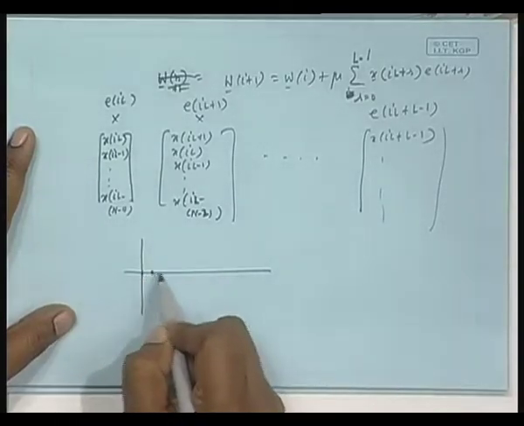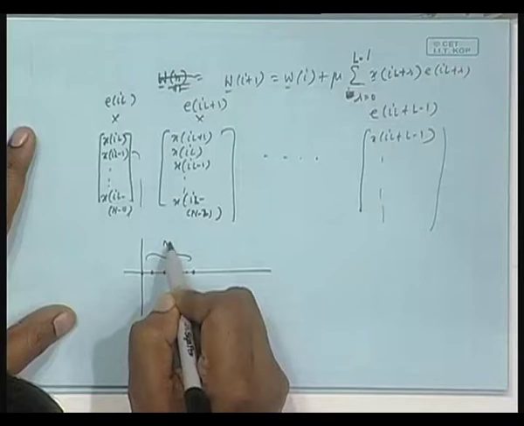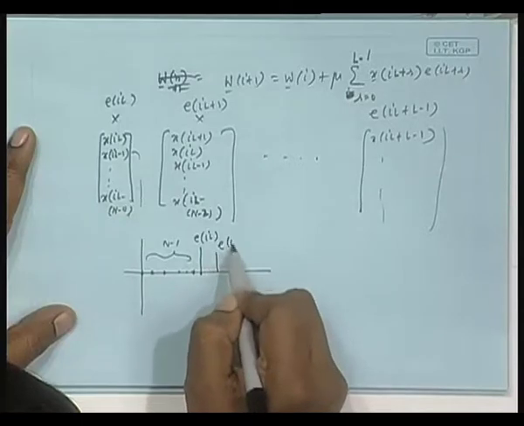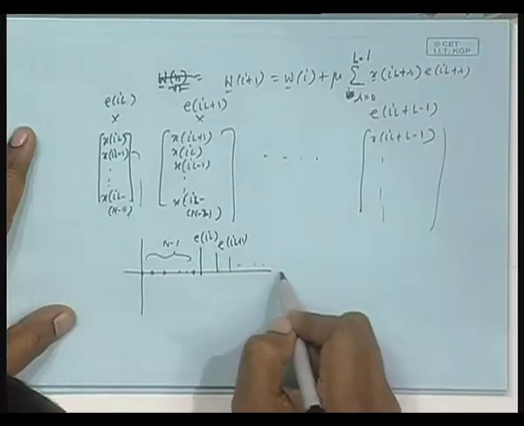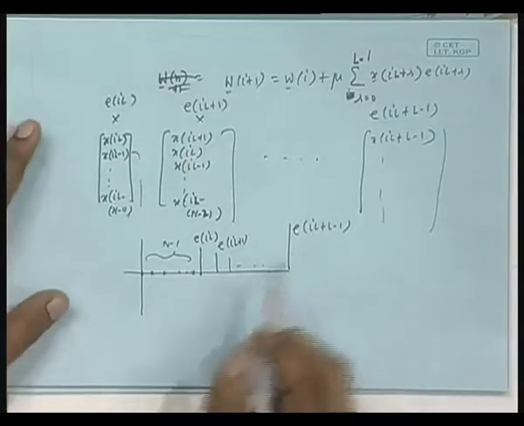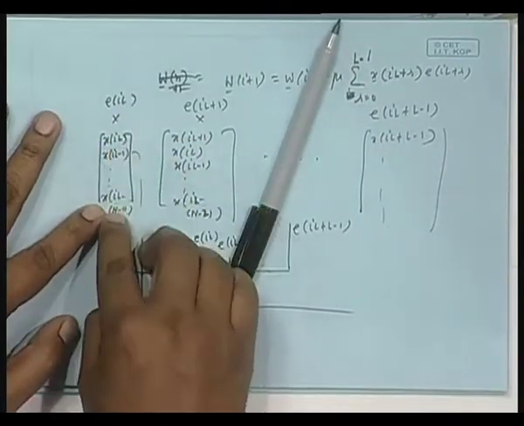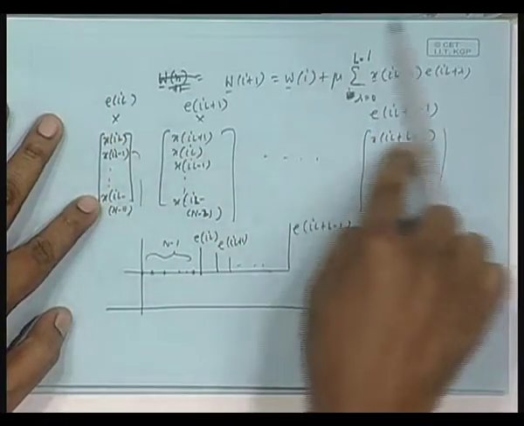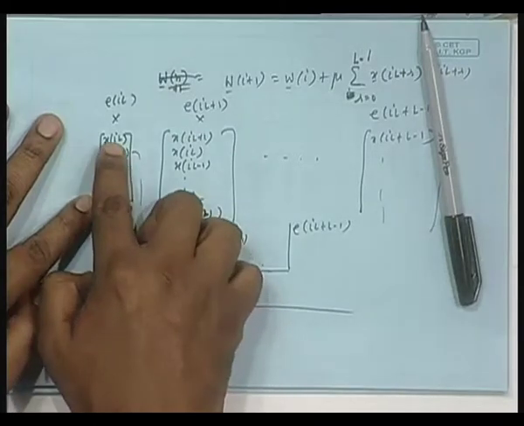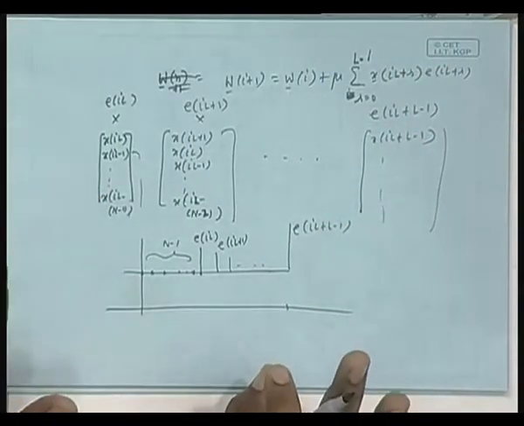Suppose I have some zeros, how many? N minus 1 zeros, and then I have E I L, then E I L plus 1, and so on, all these terms up to E I L plus L minus 1. Suppose I do that, and this entire data, starting from here, I put at the origin, then go up in this manner, put them here: I L minus N minus 1, and so on up to I L, then I L plus 1, I L plus 2, and so on, put them here. No books will explain like this, please be with me.